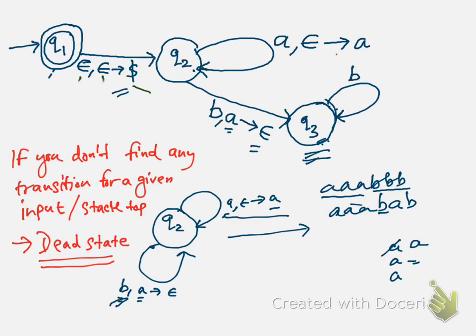When I read a B here and again the stack top is A, you should go about popping A's. So with these three states, we have implemented this much part: you have pushed a dollar in the stack. After pushing a dollar in the stack, you have pushed all the A's in the stack, and whenever you are seeing a B, you are popping these A's. I'll just move it to the next slide.